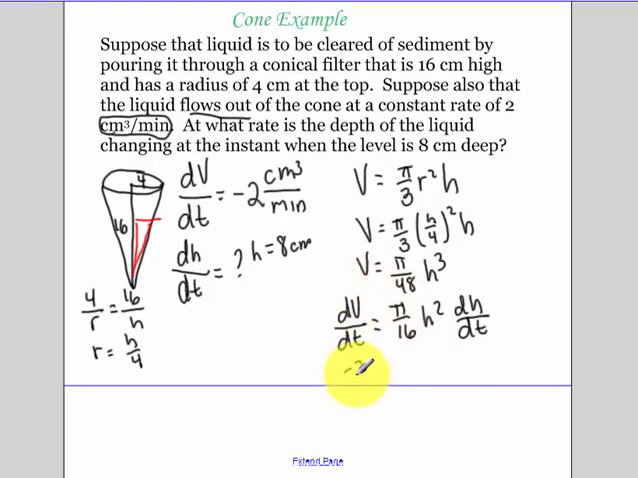dV/dt is -2. I hate this blue line. I don't know why it's now on all my smart boards. It makes me angry.